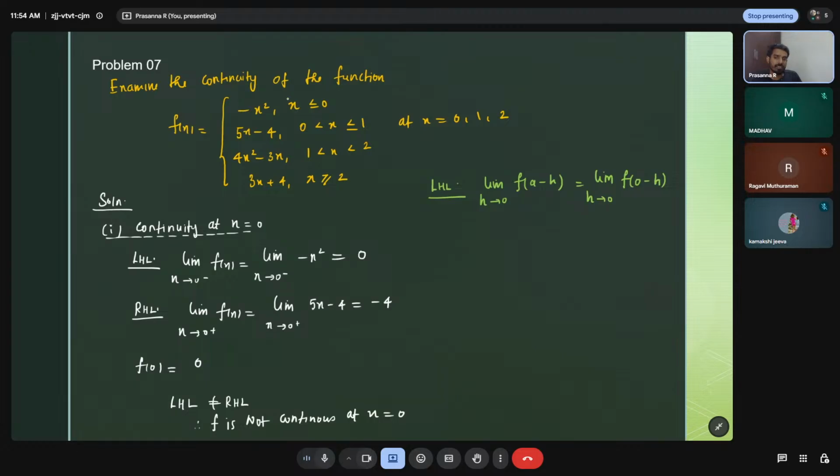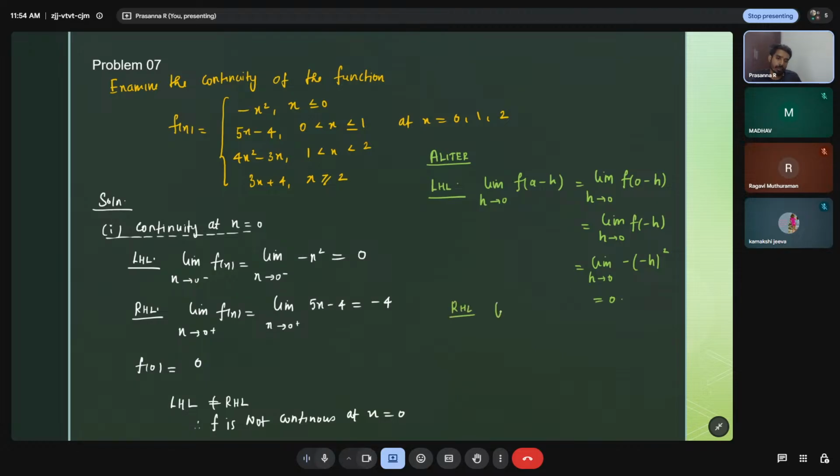So f of 0 minus h is here. So in that you need to find f of minus h. So f of minus h is what? Minus of minus h whole square. So again, when you apply the limit, it is 0 only. See, technically, if you want to go by definition, you can do like this. So anyway, it is 0 only.